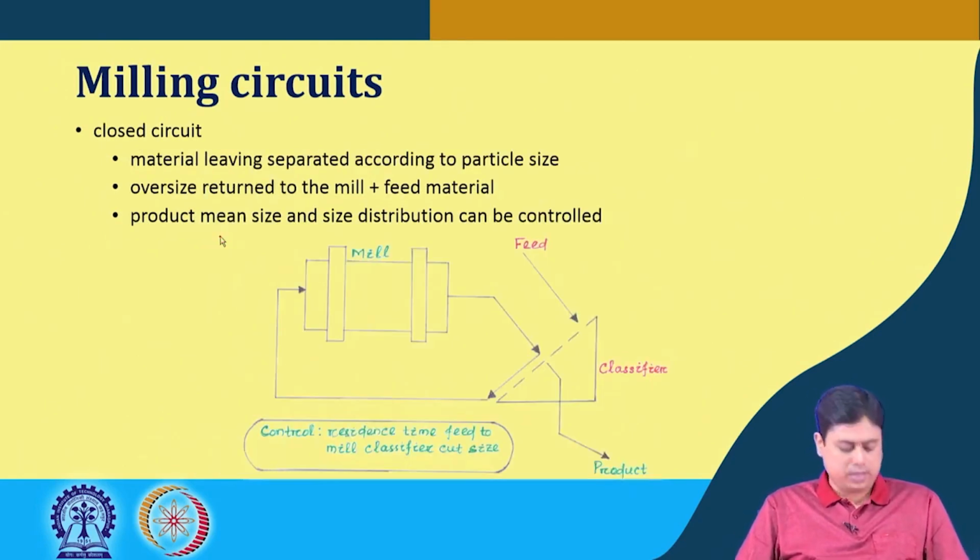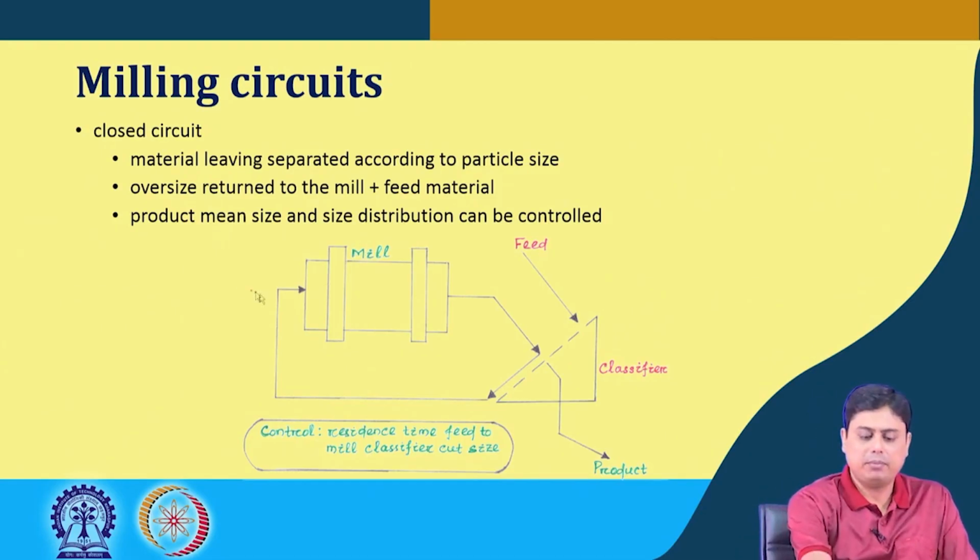In case of closed circuit operation, the material leaves the milling or grinding operation, and then it is separated according to particle size, and oversized particles are fed back to the inlet along with the fresh feed. So, it is a kind of closed loop scenario. In this case, the mean product size and the size distribution can be better controlled than in the open circuit operation.